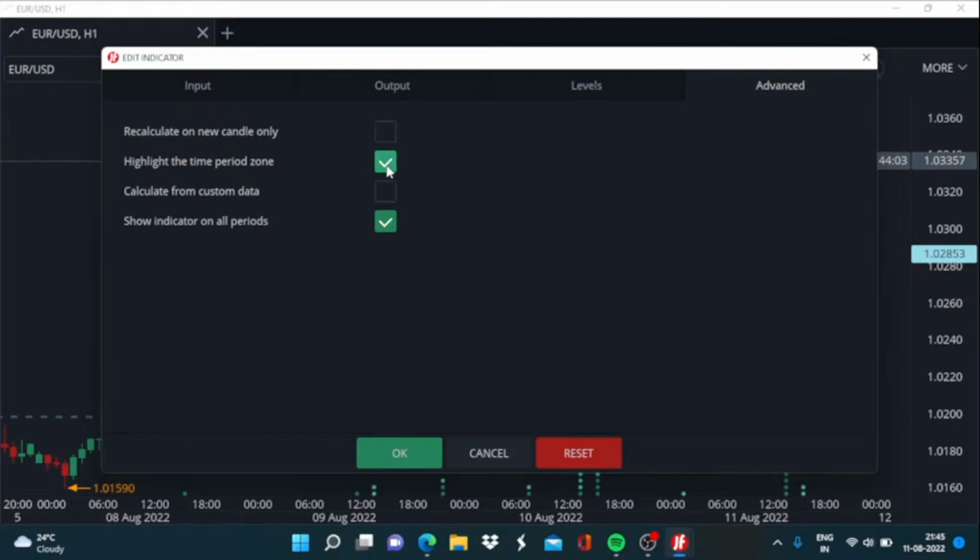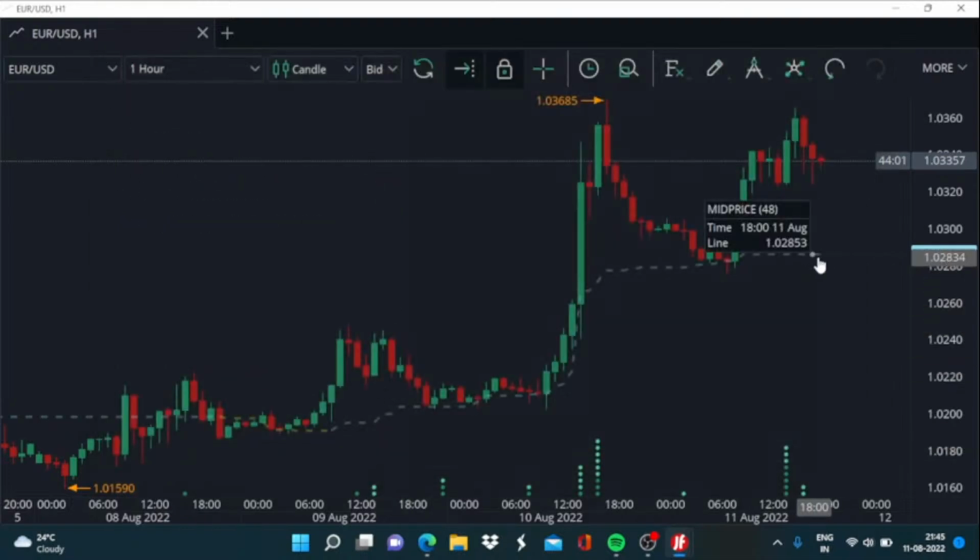If you want the calculation period to be highlighted, you can opt for this. And here, as the 48 hours is the calculation period, it is being highlighted. It is not that visible, but it is still there. If you try it out on your own platform, you will clearly get to know.